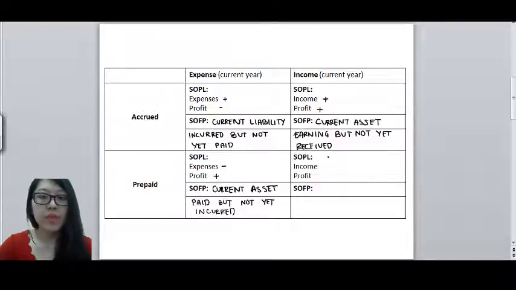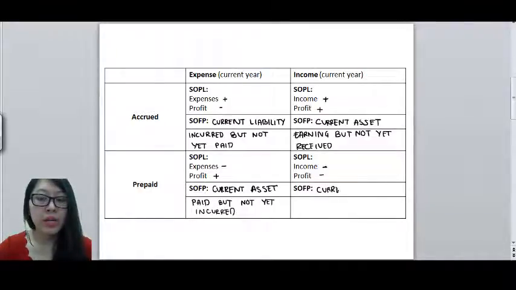Next one. What if it was prepaid income? Maybe our customer has decided to pay us in advance now, for example, but we did not perform the service or sold them the goods yet. So our income in total should be reduced by this prepaid income amount because we have not earned it yet. So we should not classify it as our income yet. And when income goes down, our profits will go down.